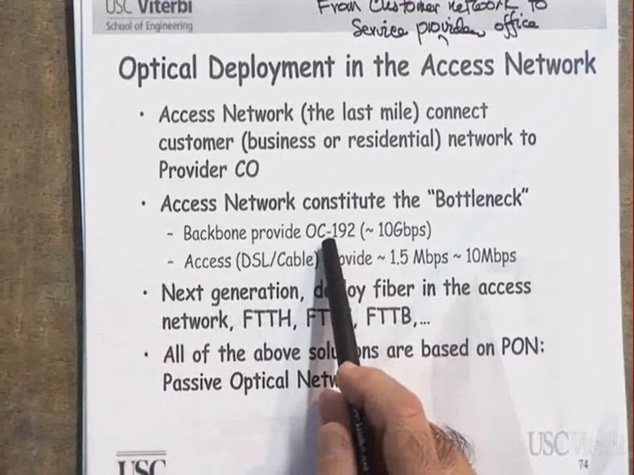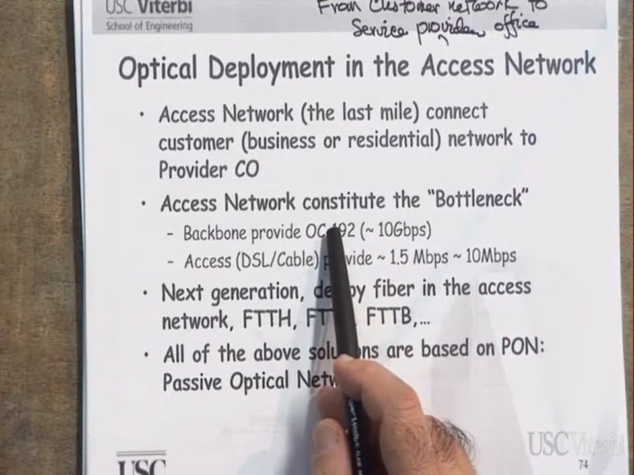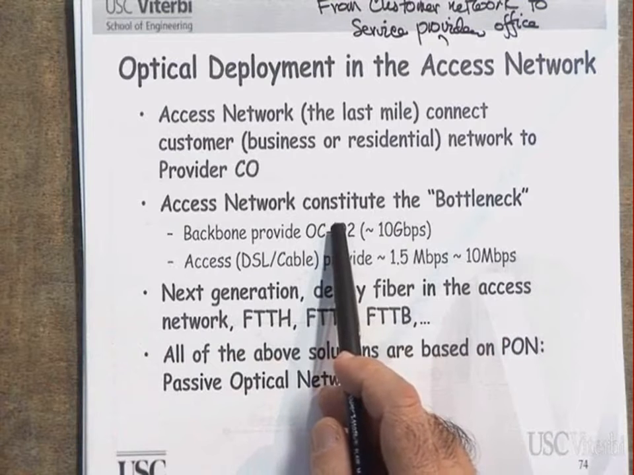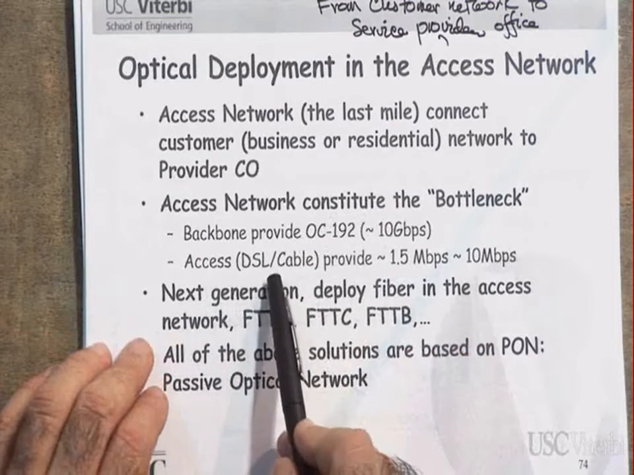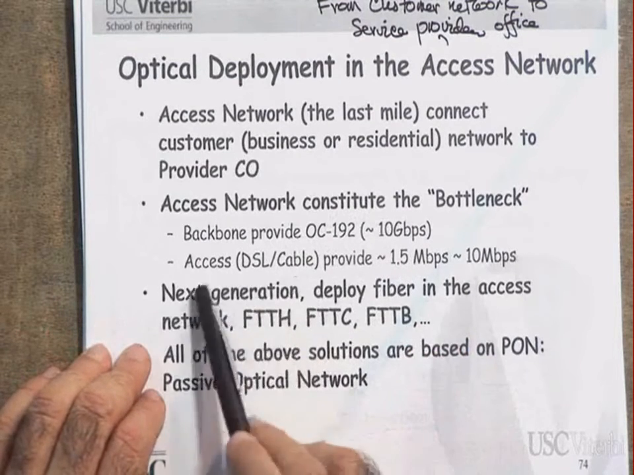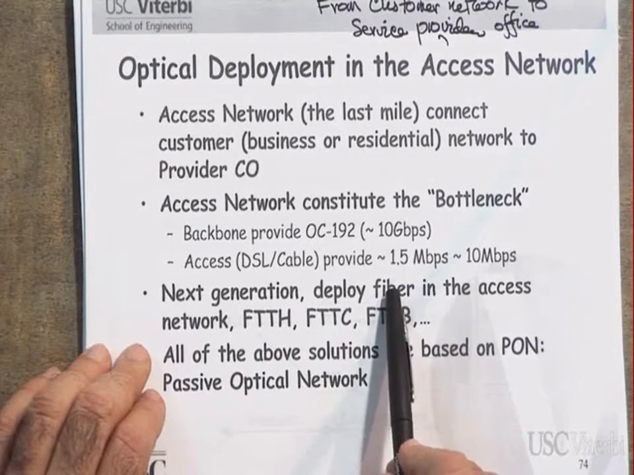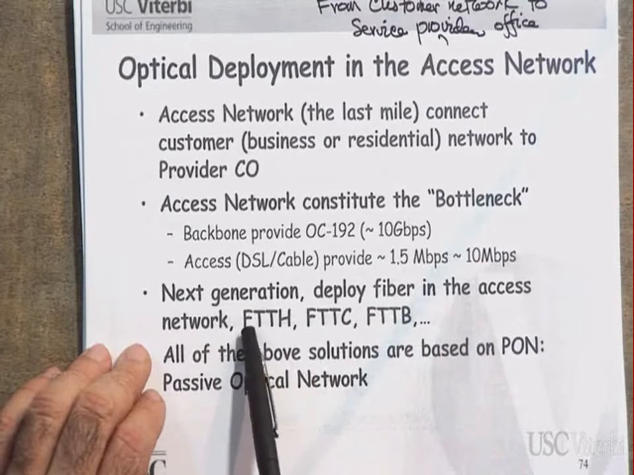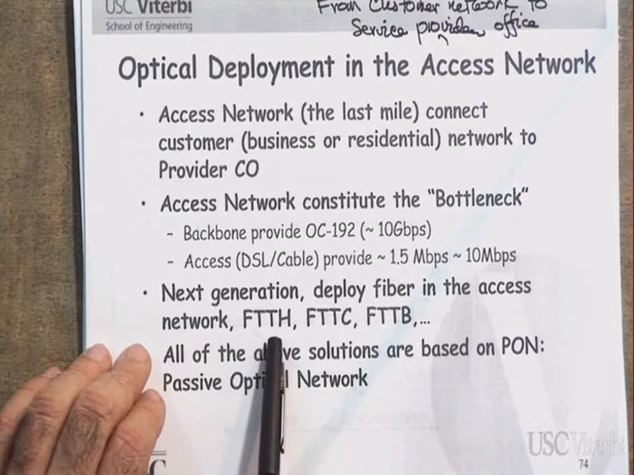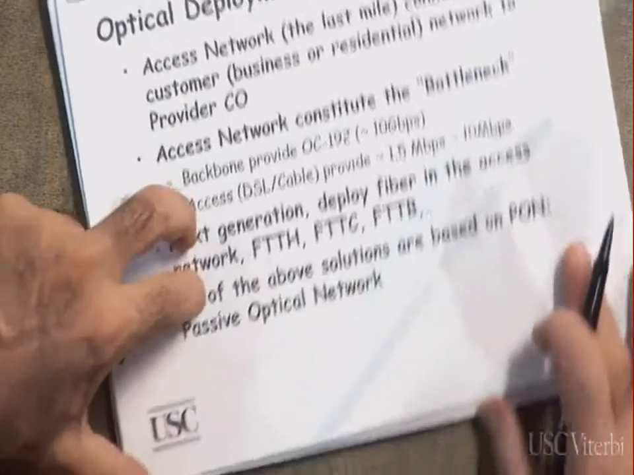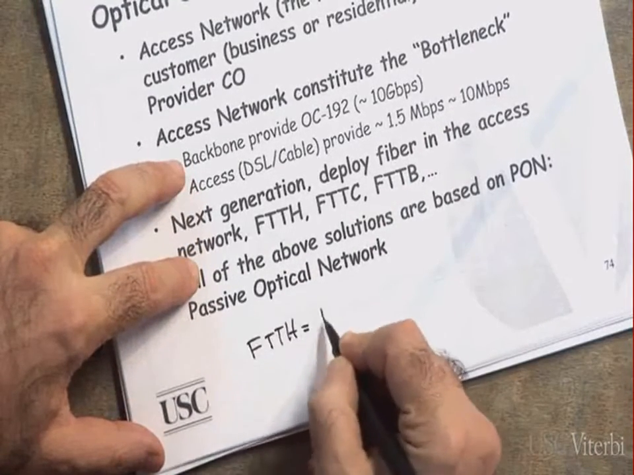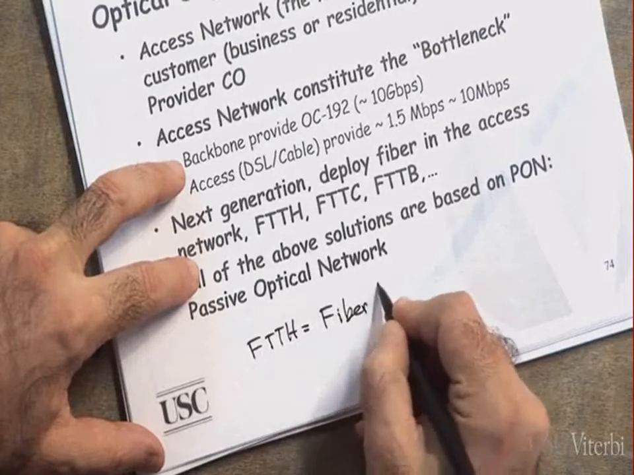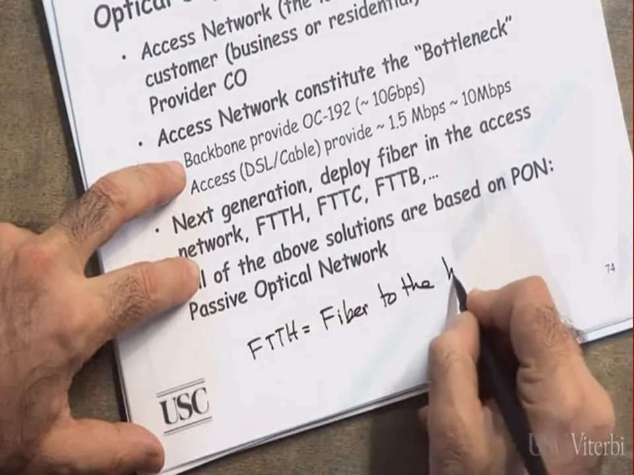So they said, can we deploy the optical fiber network in the access also? In other words, fiber to the customer, instead of them using DSL or cable. So for the next generation, they are looking at deployment of fiber in the access network. Some of them are referred to as FTTH. FTTH stands for fiber to the home.